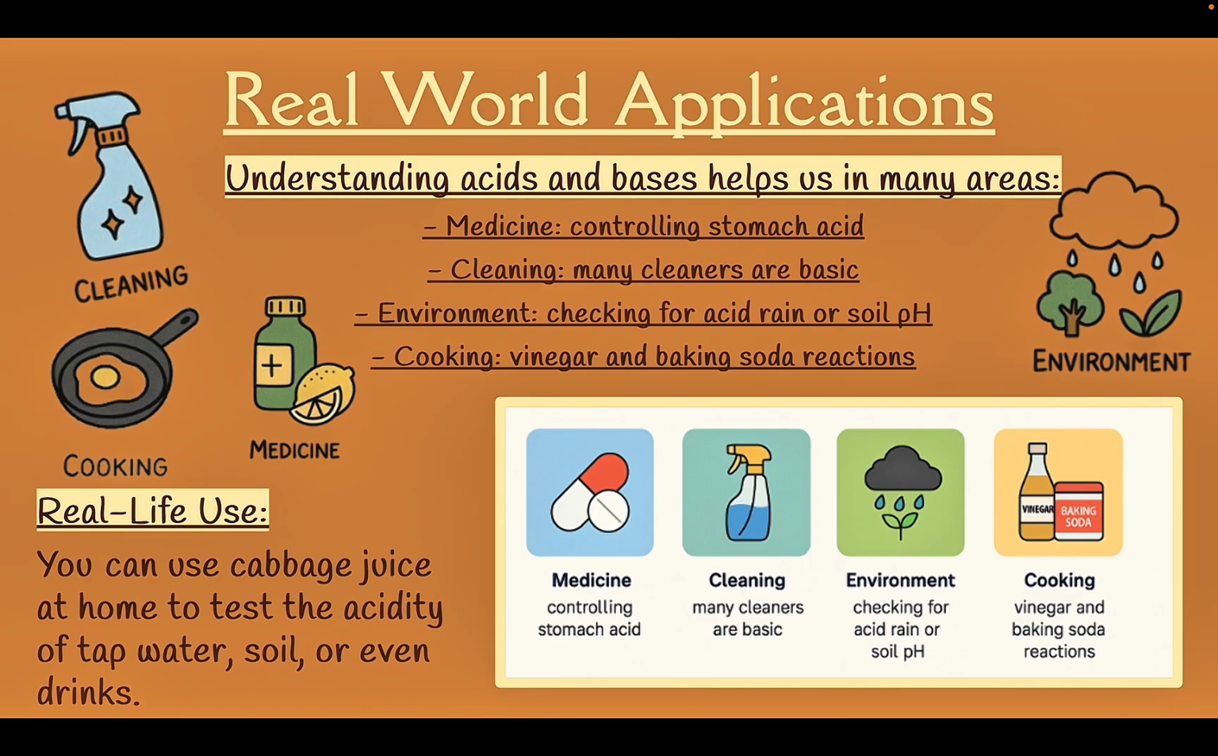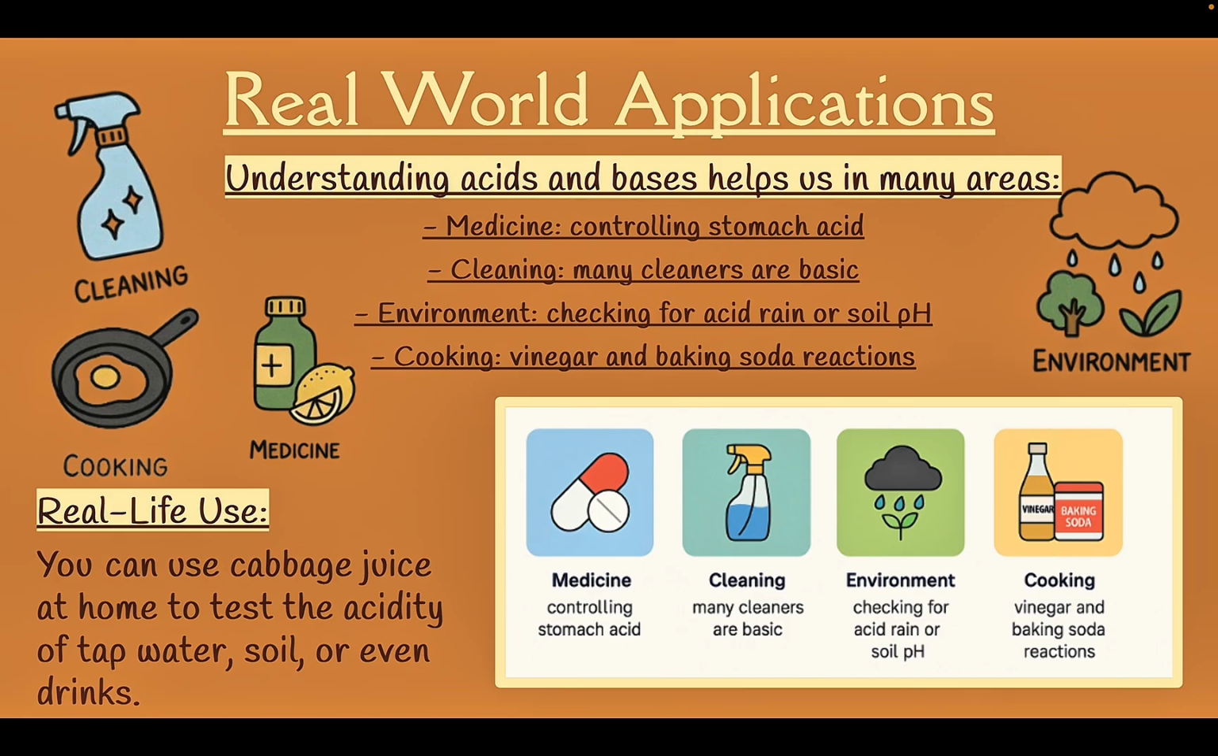What about the environment? Acids and bases help us check for acid rain or soil pH, which is critically important for agriculture, etc. Cooking. Vinegar and baking soda reactions can be considered acid and base reactions, and they can help us understand cooking more and get the final product.